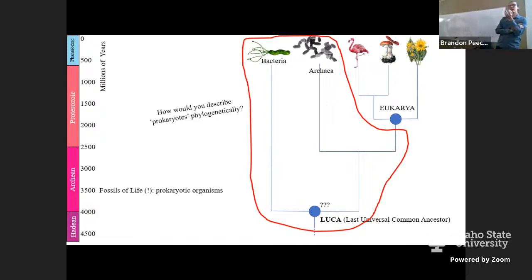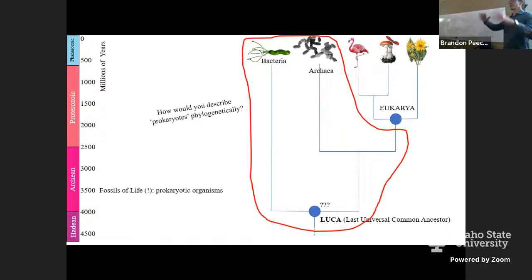All right, so somebody tell me, as a clade, how would you describe prokaryotes? What does your group say? Yeah, Amy. A paraphyletic group. What does that mean again? Say a little more. So there's a common ancestor for all the things we're calling prokaryotes, but if we don't count eukarya, this is a paraphyletic clade of organisms.